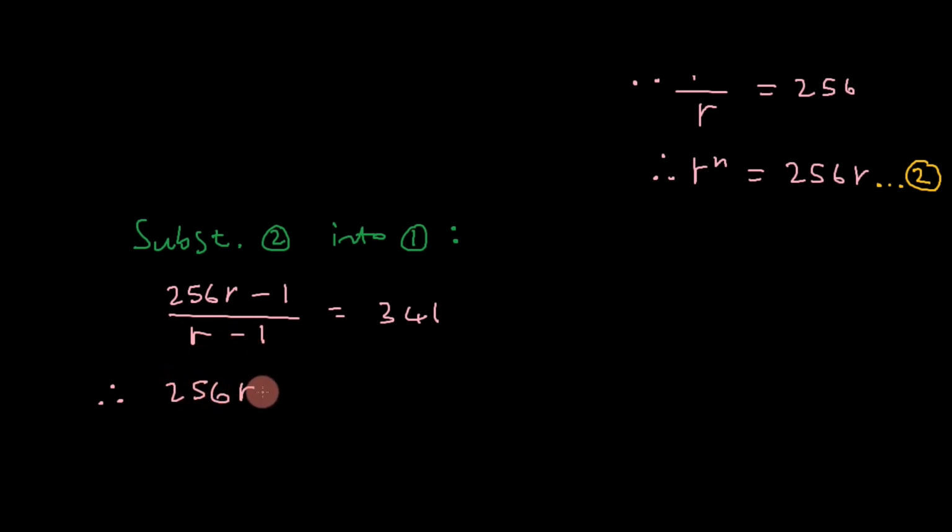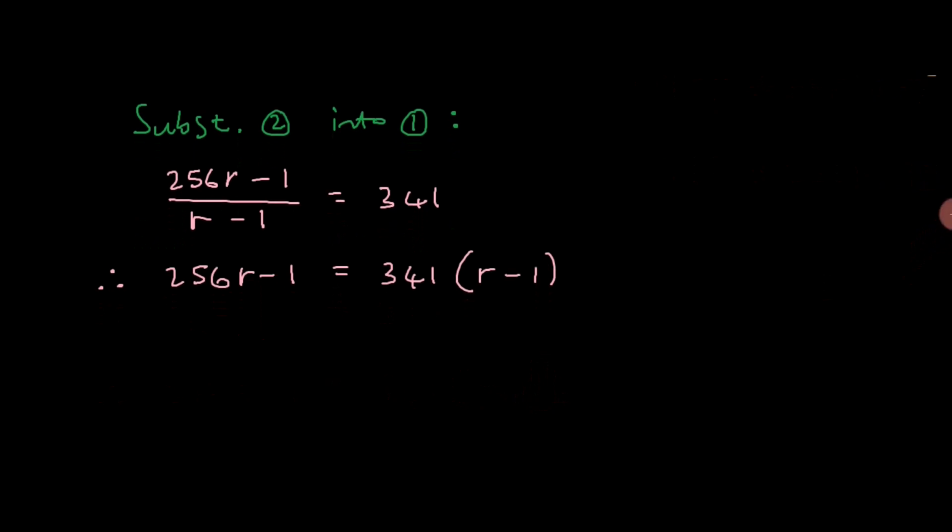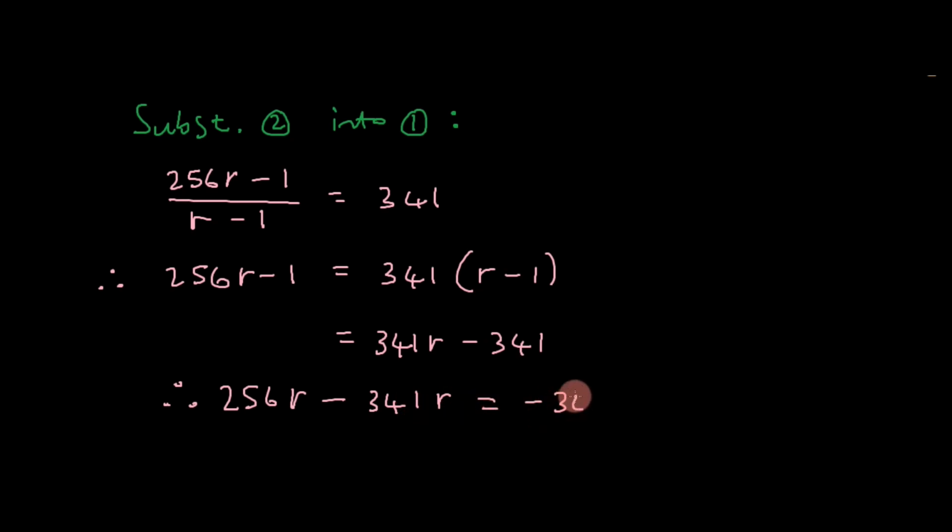So 256r minus 1 equals 341 into r minus 1. And we can multiply out the right-hand side, so it's 341r minus 341. And we're going to bring all the terms in r to the left-hand side. So it's going to be 256r less 341r equals minus 341. And the negative 1 I'm going to take across to the right-hand side, so plus 1.